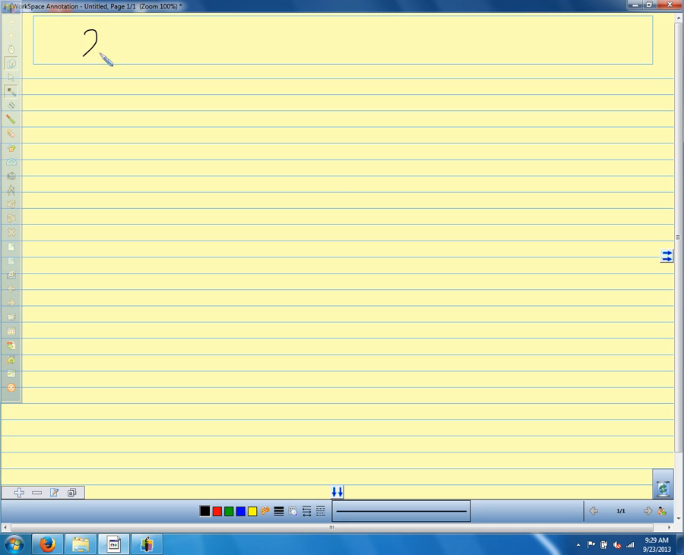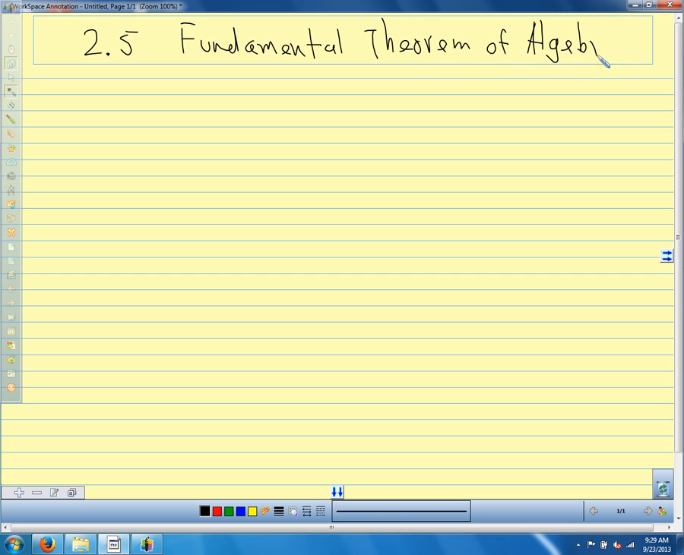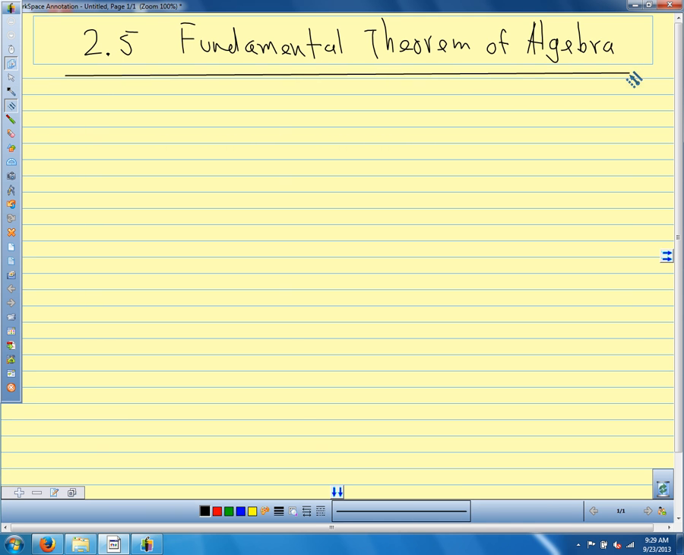So this is section 2.5. All right, so like I said, we've talked about this in kind of a roundabout way. We really know the results already. We're just going to make it more formal.